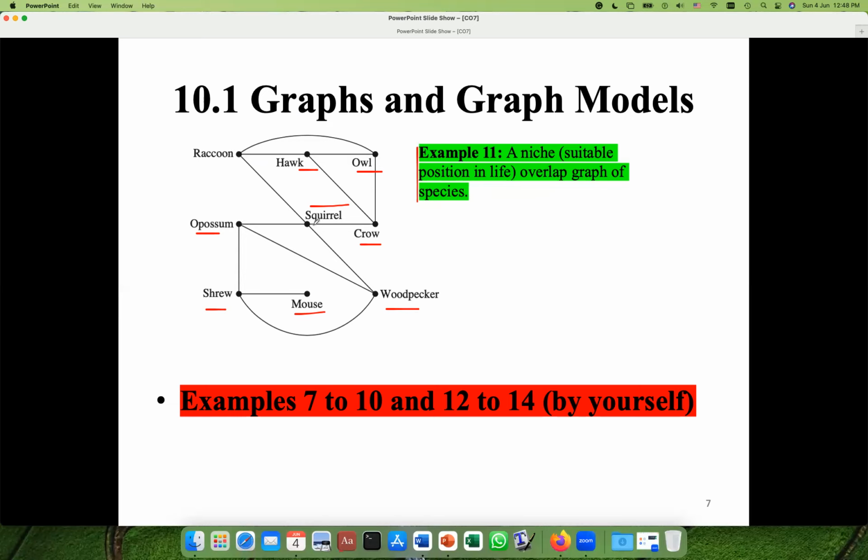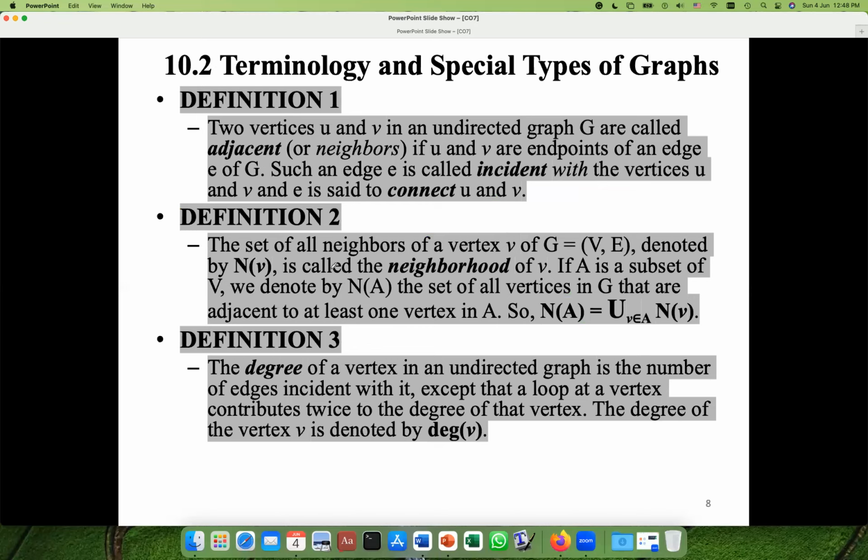And similarly, opossum and squirrel is also competing. So this squirrel is competing with 1, 2, 3, 4 different species, the maximum one. But this one has 1, 2, 3. Hawk is competing with 3 species. Similarly, shrew is competing with 1 and 2, and this one, 3 species. So this is just a graph model also. You can see examples 7 to 10 and then 12 to 14 in the book with the illustration there. And this is the end of section 10.1.